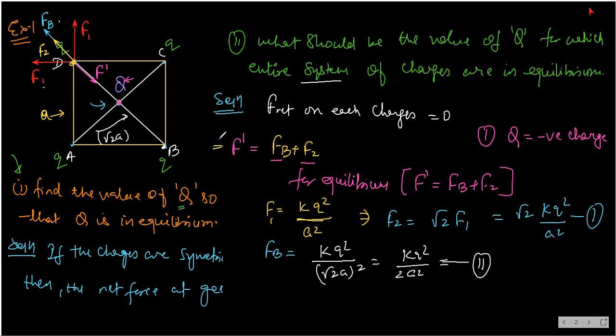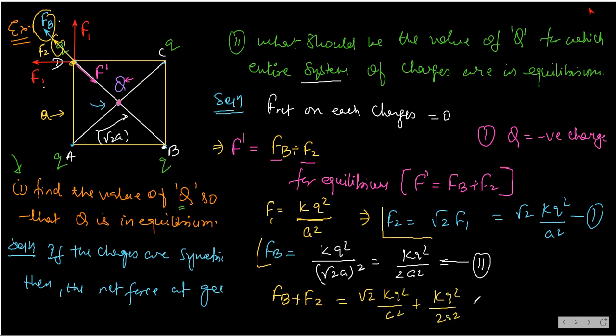So the net force, which is F dash, if I'm talking about in this direction, due to the B and due to these two, that is going to be how much? FB plus your F2. F2 we have found from here. FB we have found here. So that is going to be root 2 times KQ square upon A square plus KQ square upon 2A square. You can take out KQ square upon A square common, and you will be getting root 2 plus 1 upon 2.